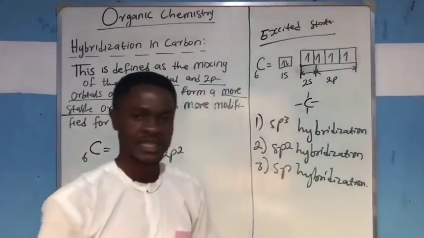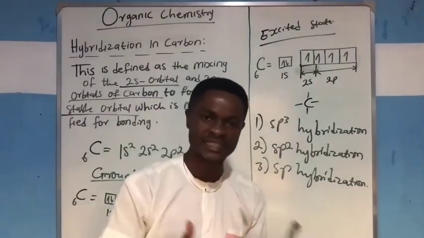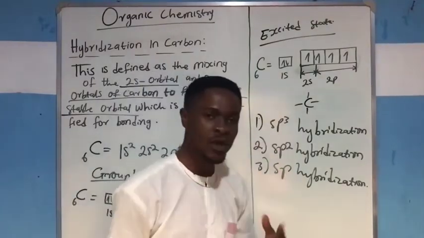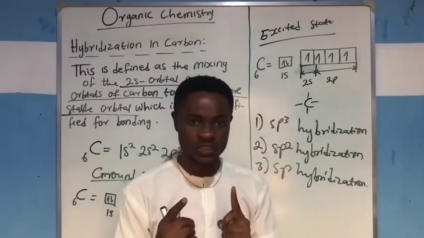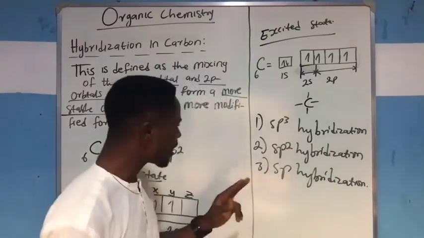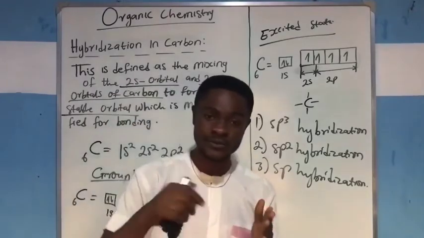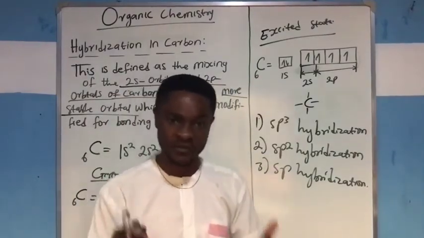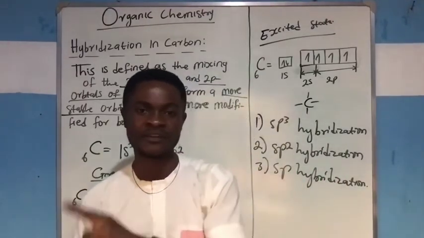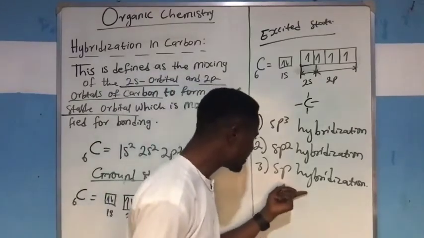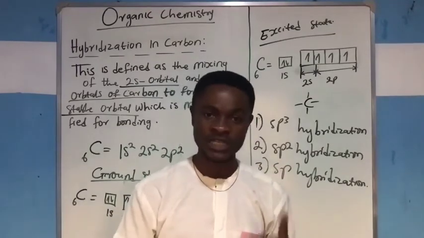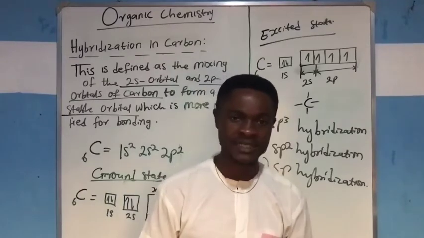Very quickly, hybridization generally has to do with the mixing of the 2s and the 2p orbitals. Now, sp3 hybridization has to do with the mixing of the 2s and the 2p orbitals such that 1 electron from 2s and 3 electrons from 2p will be involved. Now, sp2 hybridization also has to do with the mixing of the 2s and the 2p orbitals of carbon such that 1 electron again will be involved from 2s and 2 electrons will be involved from 2p. Then finally, sp hybridization also has to do with the mixing of the orbitals of carbon such that 1 electron each will be involved from 2s and 2p.